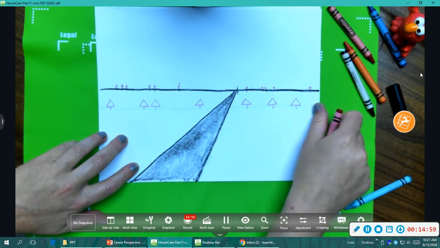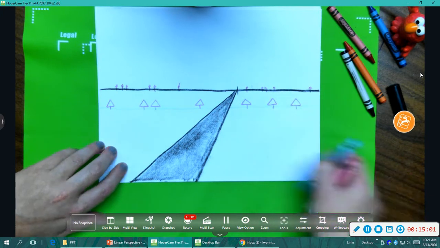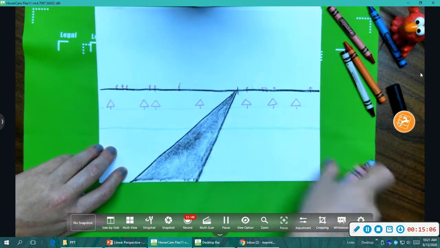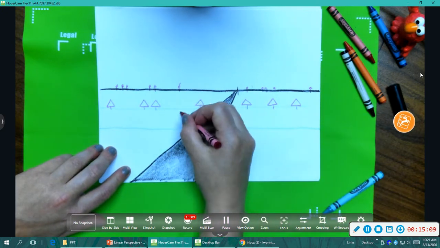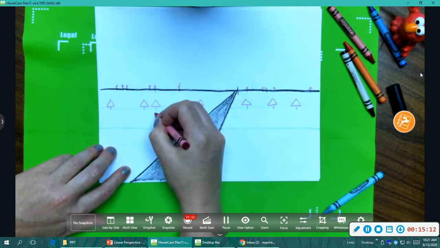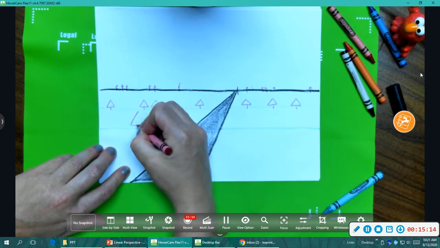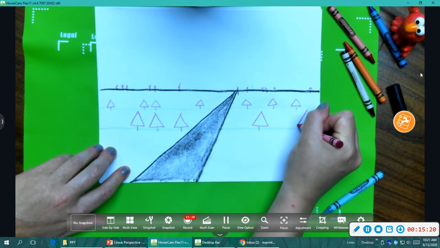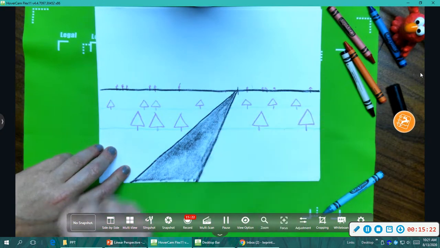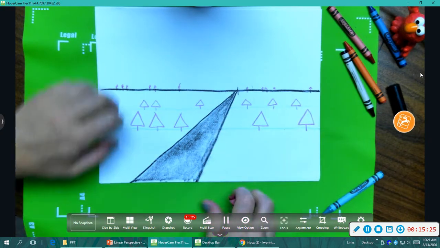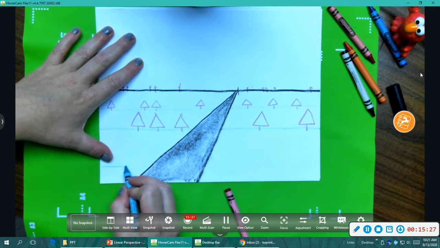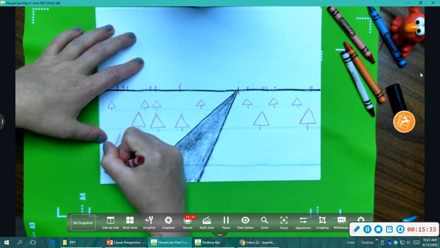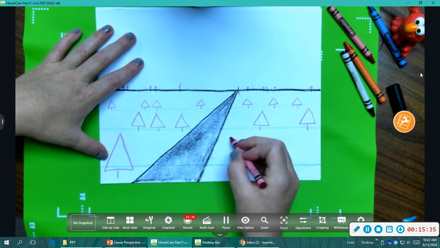Okay. I'm going to repeat that process. I'm going to come down again to my next level of where I am visually, and I'll have bigger trees. Now I'm trying to keep them close to the same size on the same row. Alright, we're going to have one more row, and this row will be nice and big.